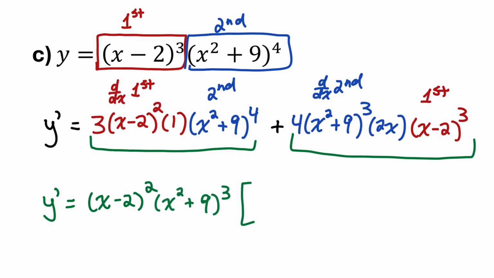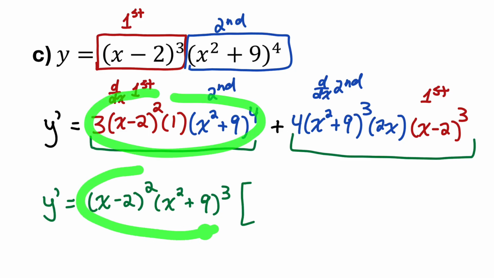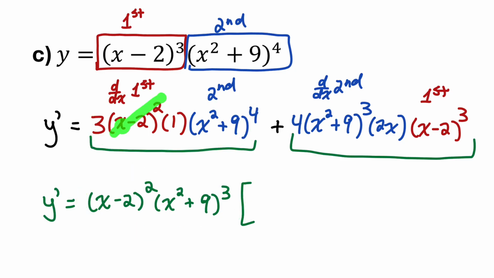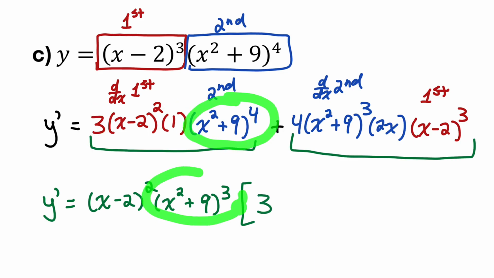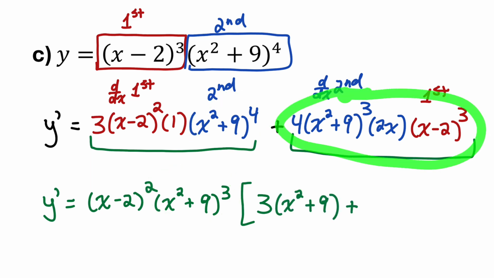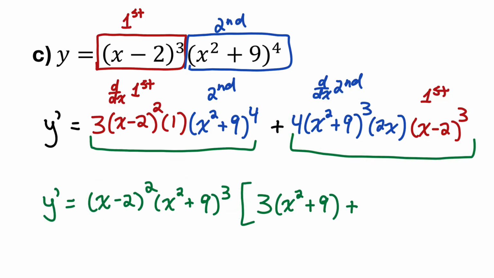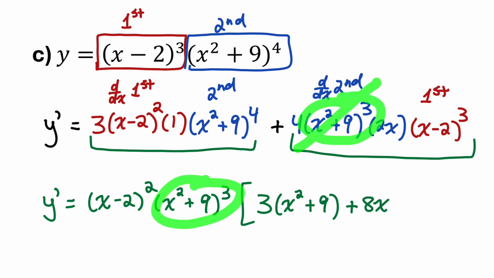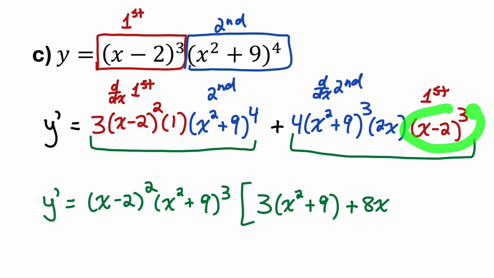And now I have to divide each of those terms by what I common factored out. So the first term being divided by what I common factored out, the x minus 2 squareds will cancel. This 3 times 1, which is 3, will remain. And x squared plus 9 to the 4 divided by x squared plus 9 cubed is x squared plus 9. Plus, now this second term has to be divided by what I common factored out. This 4 times 2x, which is 8x, will remain. The x squared plus 9 cubed will be divided by x squared plus 9 cubed, so those will cancel out. And x minus 2 cubed divided by x minus 2 squared is x minus 2.